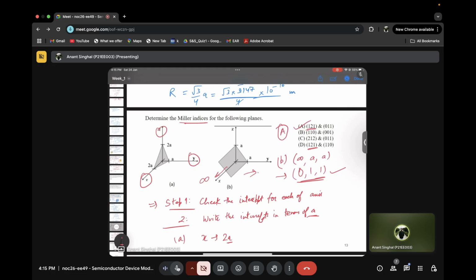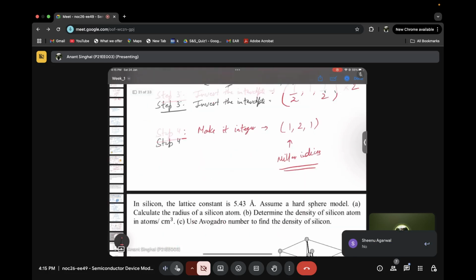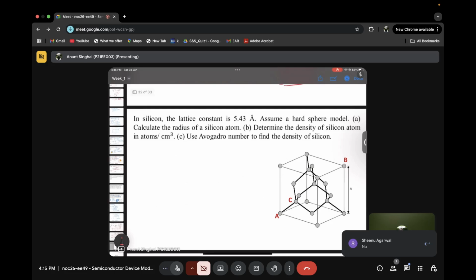Is there any doubt in this? Please let me know if there is any doubt in this particular problem. Okay, if not, maybe I'll give one problem for homework. You can write it, and when we meet next week at the same time, you can let me know your answer. It says there is silicon whose lattice constant a is given. The hard sphere model is again diamond cubic only.